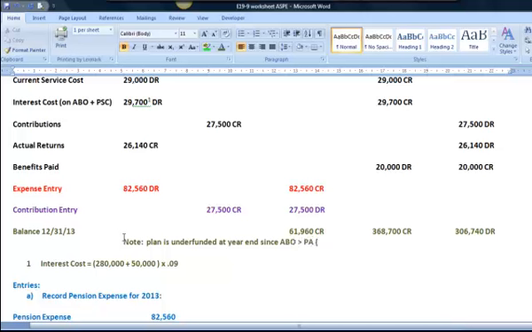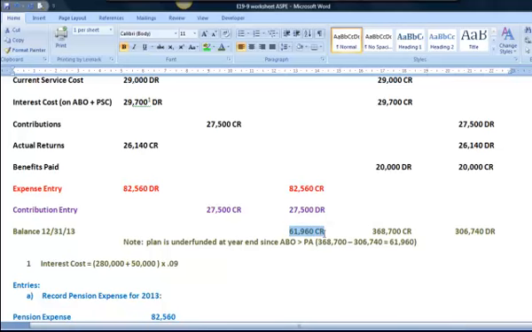And how do we know it? Because we've got $368,700, which is our ABO, less the $306,740, which is our plan assets, and that's going to equal $61,960, which is the amount that's in our net defined benefit liability account.